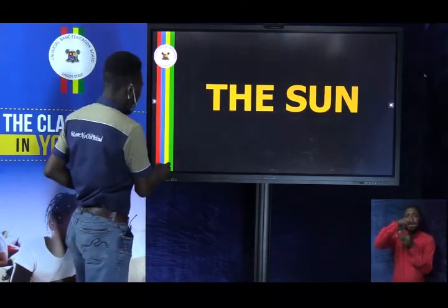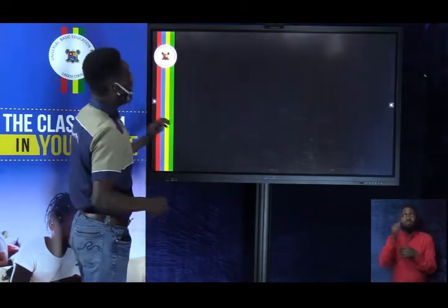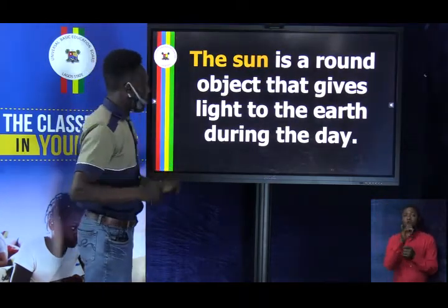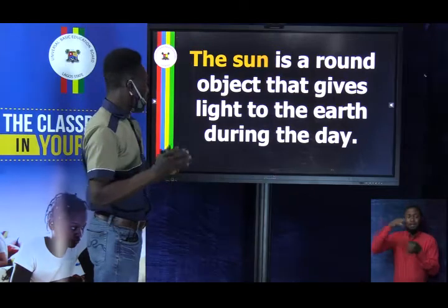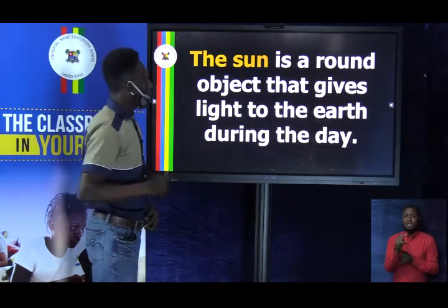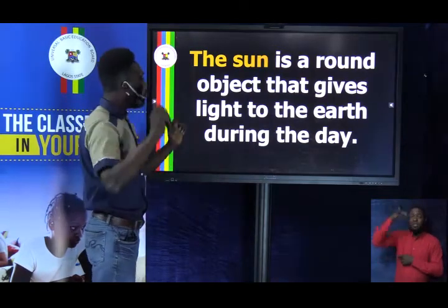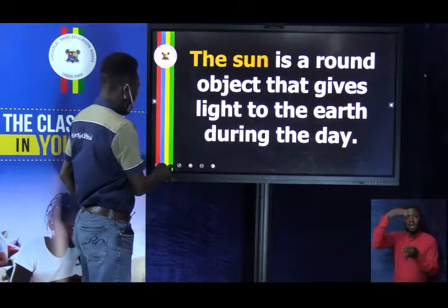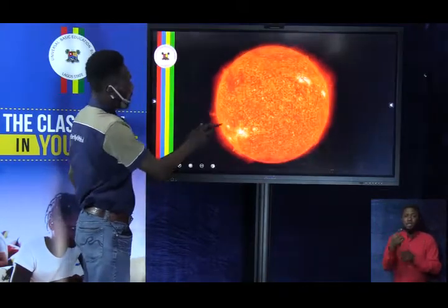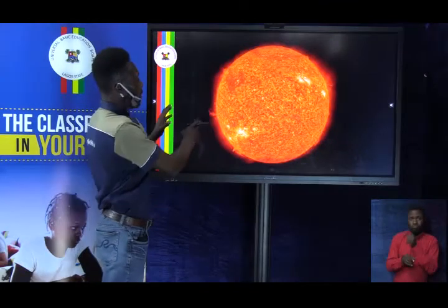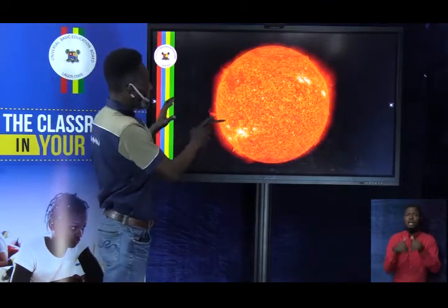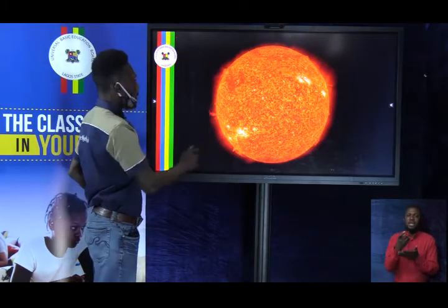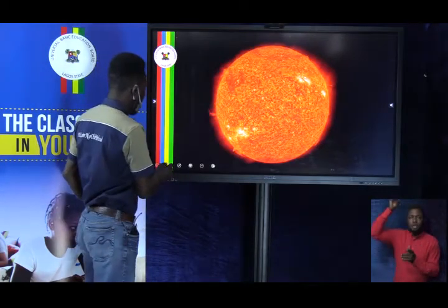Still talking about the sun. The sun is a round object that gives light to the earth during the day. Now let's look at the picture here. You can see the diagram showing what the sun looks like. Good. This is the diagram showing the sun.